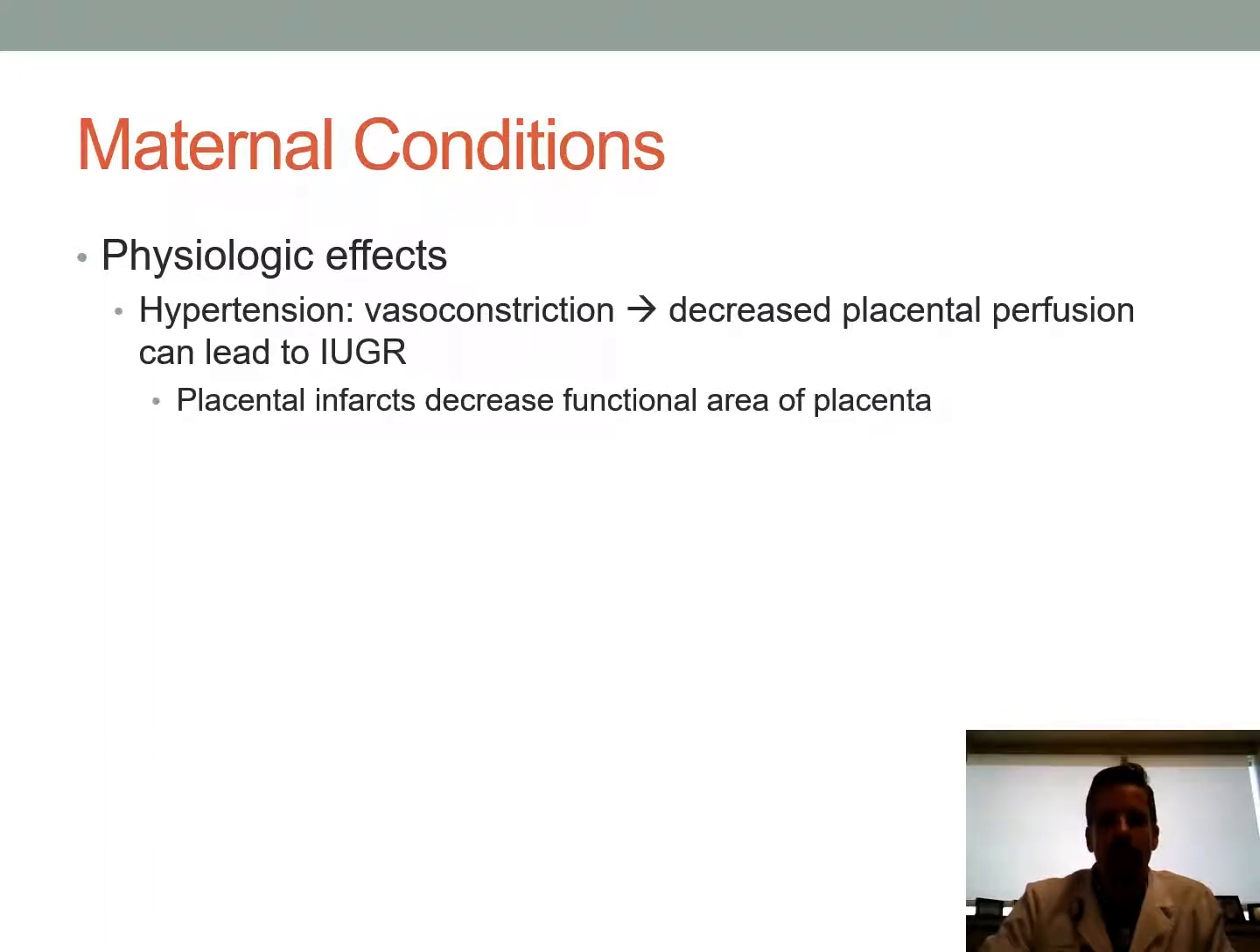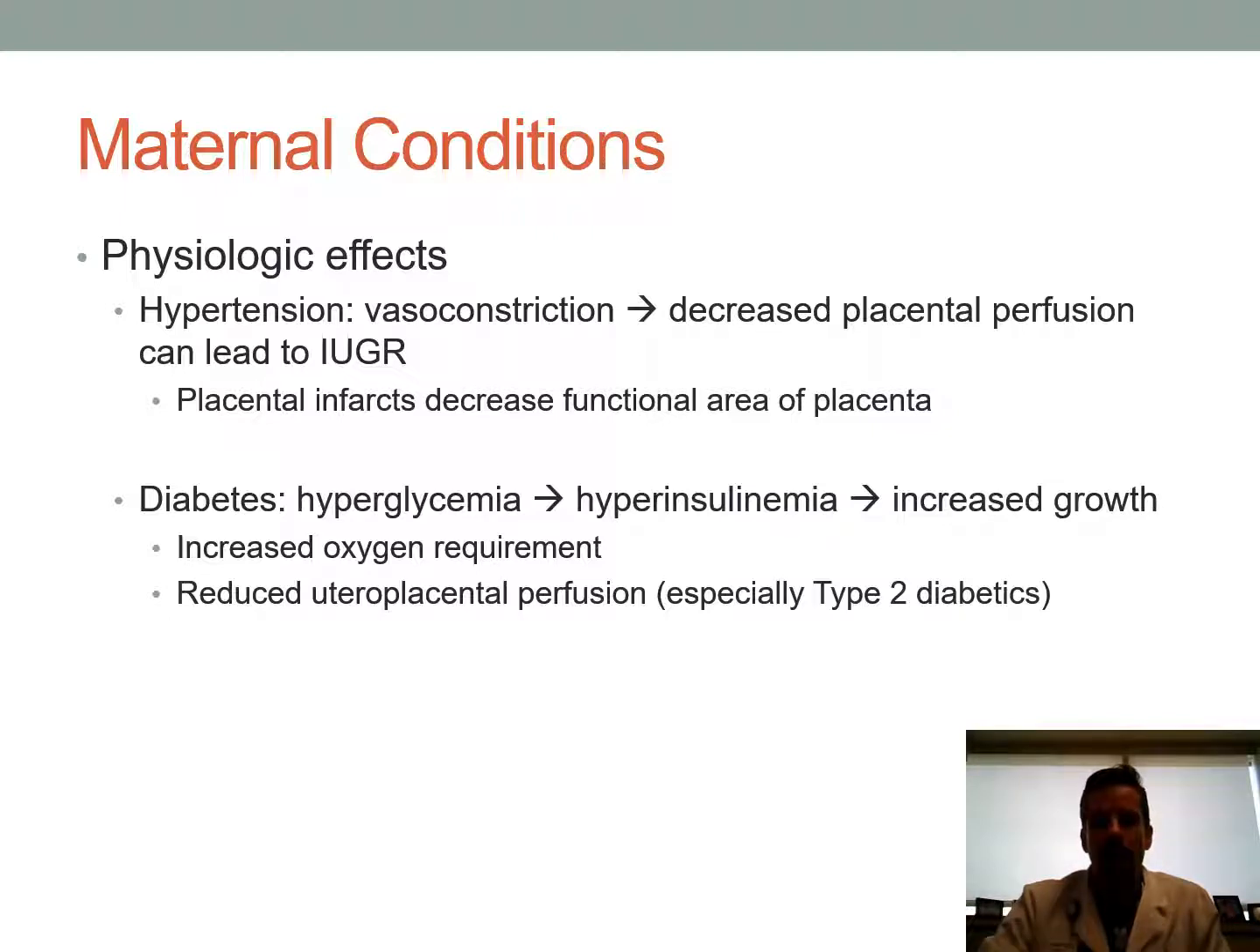All right, maternal conditions, how these affect placental function. So I've mostly touched on this, but just to review, hypertension causes vasoconstriction in the placenta. Decreased placental perfusion can lead to growth restriction. If you've ever delivered a patient with chronic hypertension or preeclampsia and taken a good look at the placenta, you can actually see small placental infarcts and calcifications, and those are evidence of areas of the placenta that are not functioning well. So diabetes, likewise, you get greater metabolic demand on the placenta, and especially in type 2 diabetics, you can see a reduction in uteroplacental perfusion.